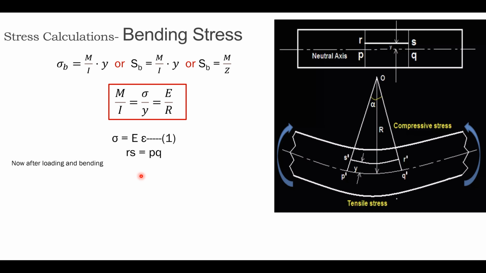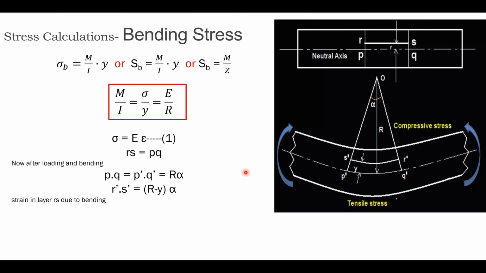So now after bending, PQ is equal to P prime Q prime, which is equal to R into alpha. Means PQ, which is at the neutral axis, will remain the same as P prime Q prime. If you calculate this P prime Q prime, it will be equal to R into the angle alpha after loading. Similarly, R prime S prime is equal to R minus Y, this distance, which is from the neutral axis. The distance of this strip R prime S prime from the neutral axis is R minus Y, into the angle.